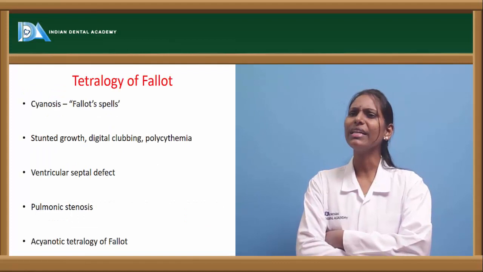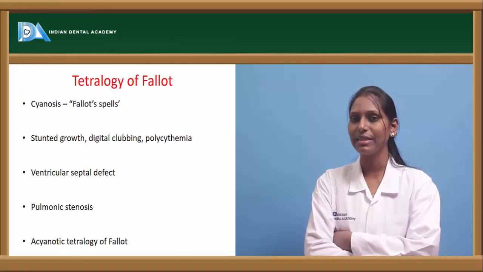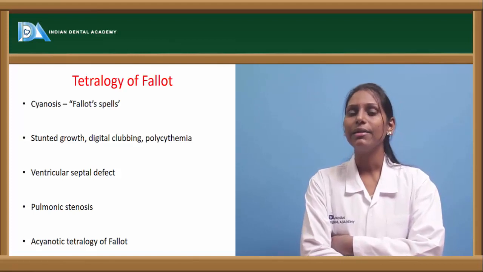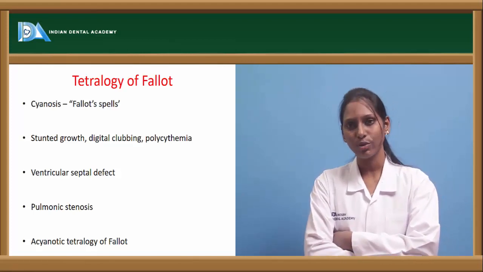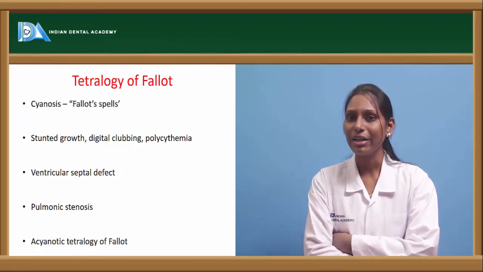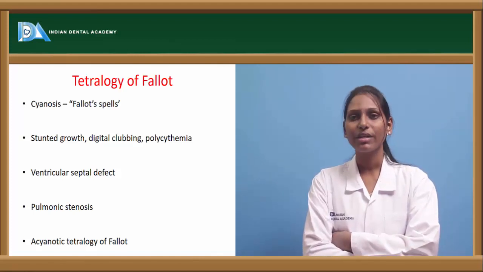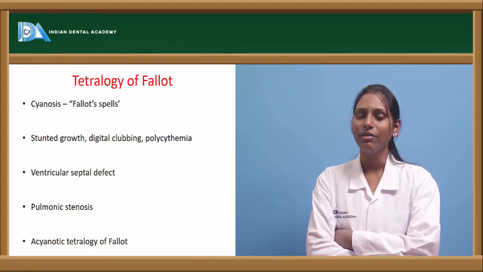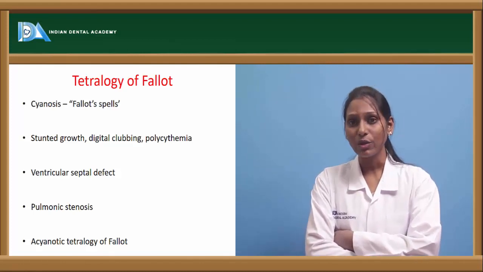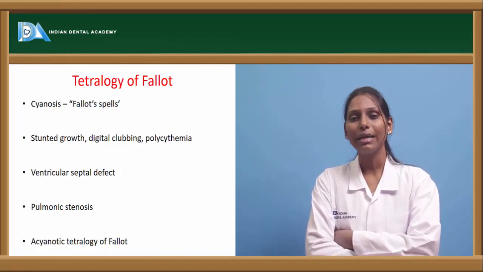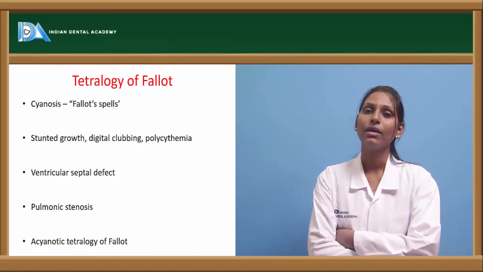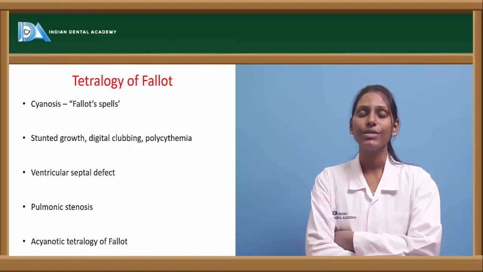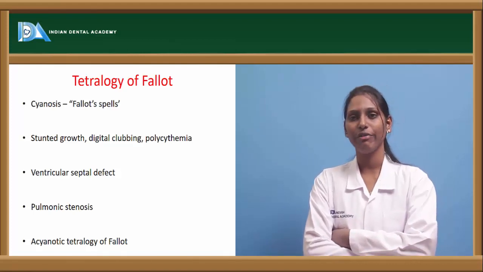Then coming to tetralogy of Fallot, where the 4 important conditions occur. Here, patients usually manifest with cyanosis, and there is something called Fallot spell, where children, especially young children and infants, after feeding or crying for a longer period of time, get cyanotic and develop apnea, and then go into unconsciousness. This is called Fallot spell, which is commonly seen in tetralogy of Fallot.